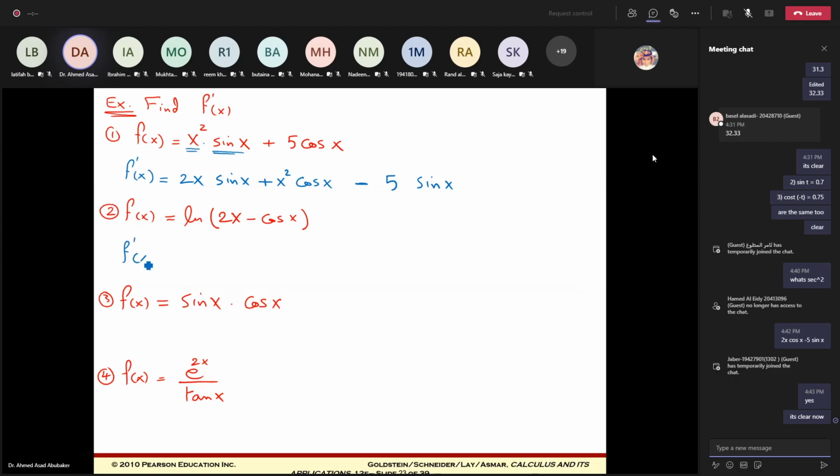The derivative of ln equals a fraction. In the denominator, the same thing inside the ln. In the numerator, the derivative of what is inside the ln. The derivative of 2x equals 2. Negative cosine gives negative negative sine, so a plus sign. Okay.